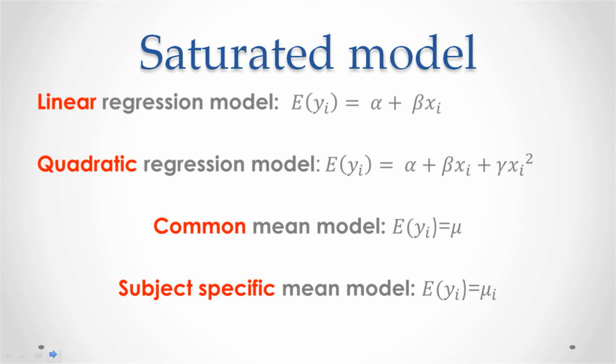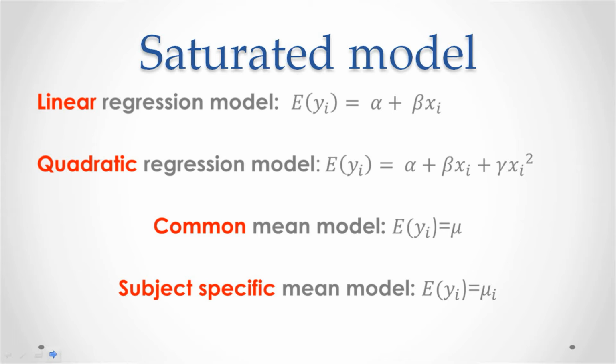The second model is the quadratic regression model. So this is slightly more general in the sense that it allows for a third covariate xi squared and a third coefficient gamma. So the quadratic regression model is given by expectation of y equal to alpha plus beta xi plus gamma xi squared. Of course, the linear regression model is a special case of the quadratic regression model in the sense that we would get the linear regression model if gamma turns out to be equal to 0.